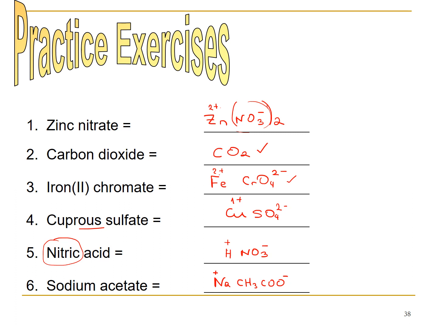Cuprous sulfate, this is +1, -2. These 2 cross down here, you need to have 2 coppers here, so this is going to be 2. And it is good as it is already with the 2. HNO3 is good as well.